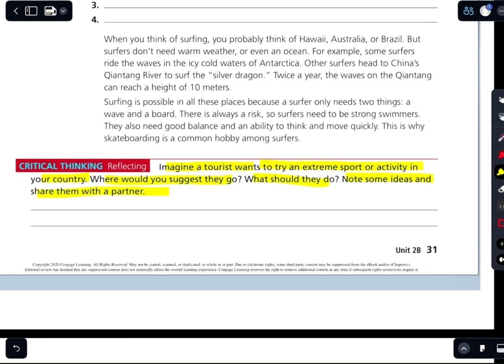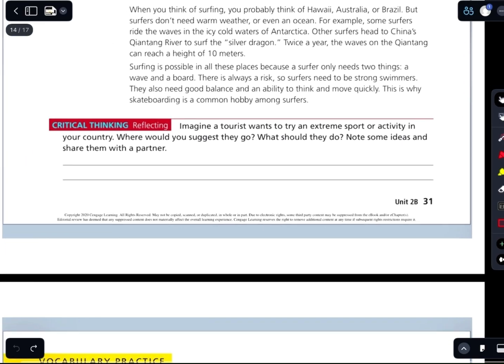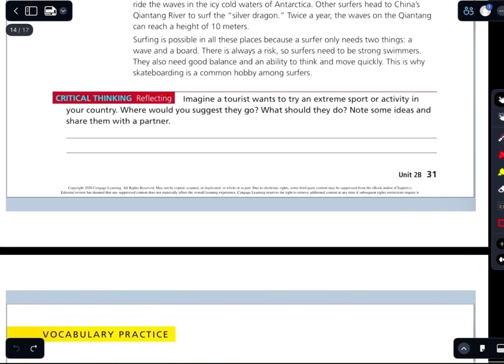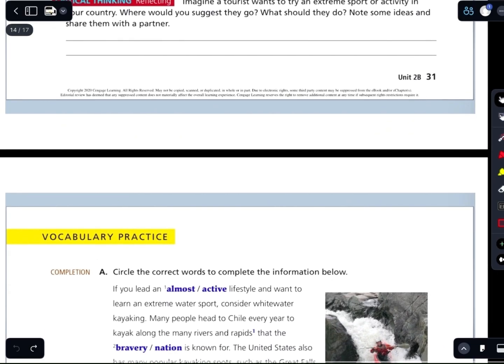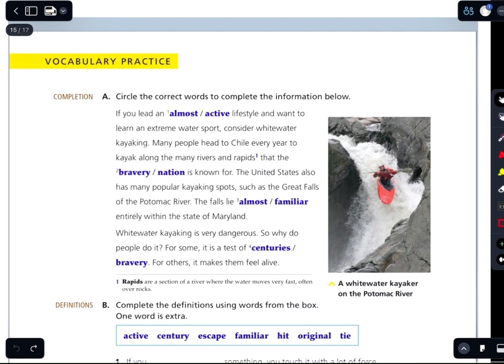You can say something like, in my country, and then you can say what your country is. If your country is China or Canada or Finland, you can say, in my country, say the name of your country. Tourists can do many different sports like, and then give some examples. And what you suggest they do and where they should go, and share your answer. And we will move on to vocabulary practice.